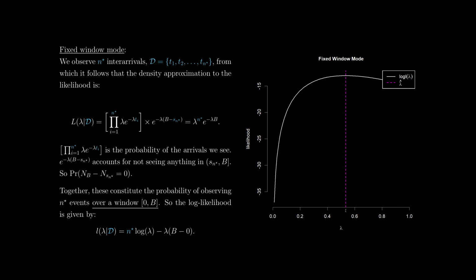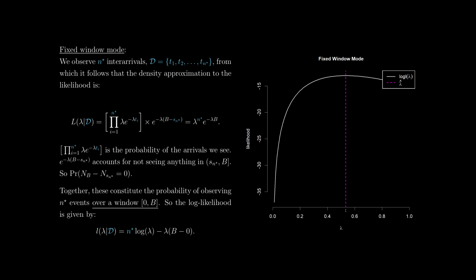Now, under the second configuration, which we'll refer to again as fixed window mode, where we record observations over a fixed window of time, so again, say, running from 0 to b, we thus observe n star interarrivals, to give us a data set, which again we'll denote cal-D, of t1, t2, all the way up to tn star. Where again that n star is now going to be random, because we observe the process for a fixed window of time. We don't know how many observations we'll see. That n star is going to be random. Then we find that the density approximation to the likelihood function is as follows.